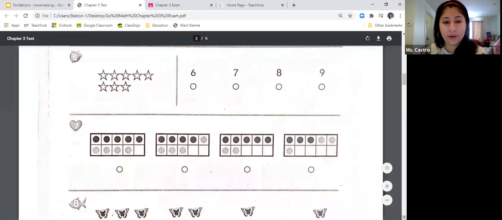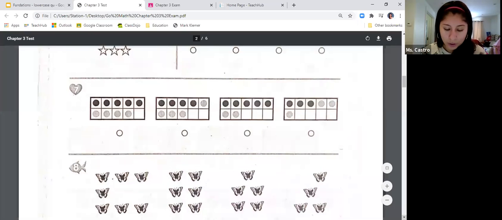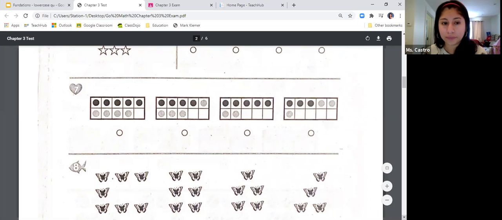Question 7. Looking at those 10 frames, they want you to mark under the set that models a way to make 7. So you look at the 10 frames, you look to see which one has 7 counters, and then that's the one that you bubble in.